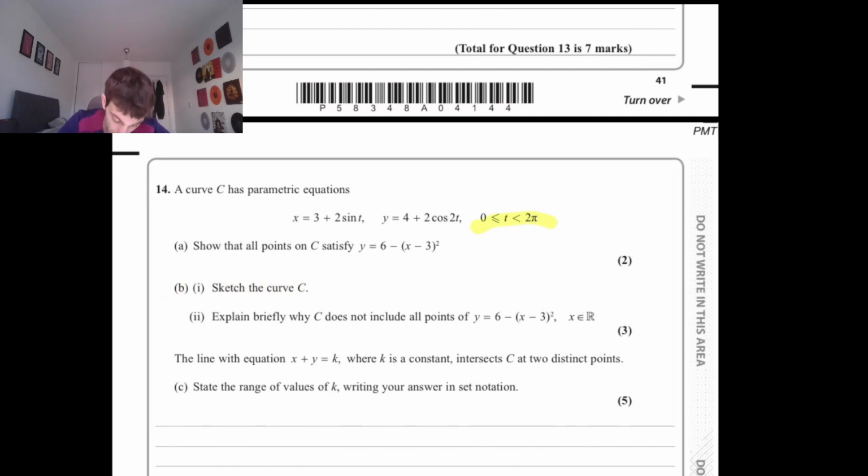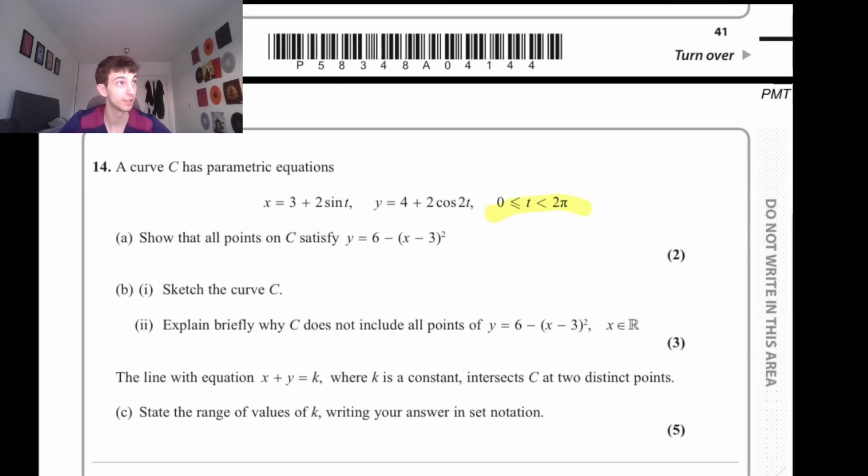So part A of this question, we have to show that all points on C satisfy the equation y equals 6 minus x minus 3 squared, okay? So we're trying to find the Cartesian equation given parametric equations. So what we're trying to do, we're trying to eliminate all t's. We only want stuff in terms of x and y.